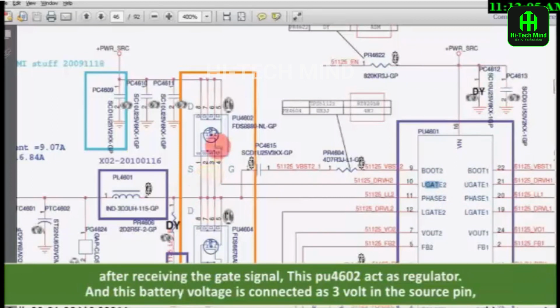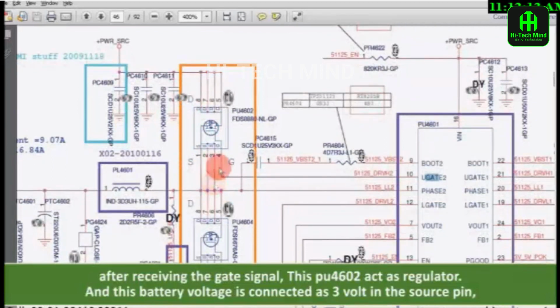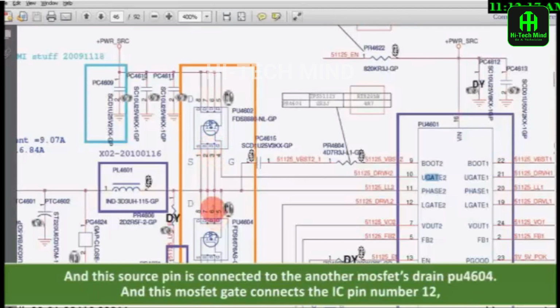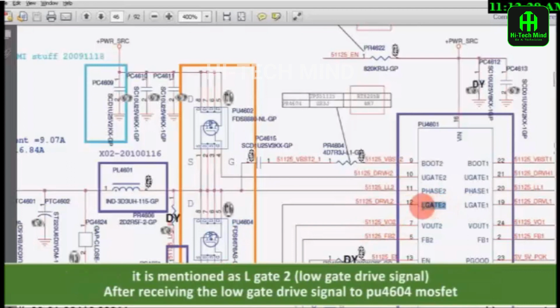After receiving the gate signal, this PU4602 acts as a regulator, and this battery voltage is connected as 3 volt at the source pin. This source pin is connected to another MOSFET's drain, that is PU4604, and this MOSFET gate connects to IC pin number 12. It is mentioned as L gate 2, that is the low gate drive signal.